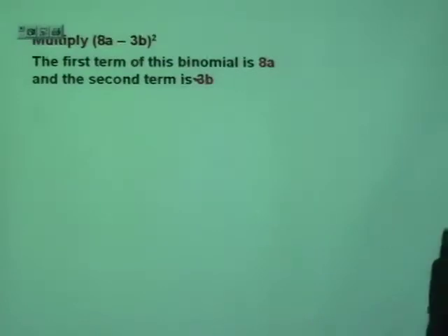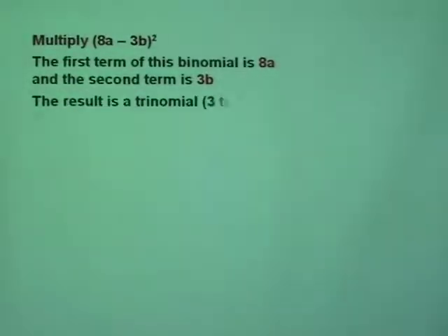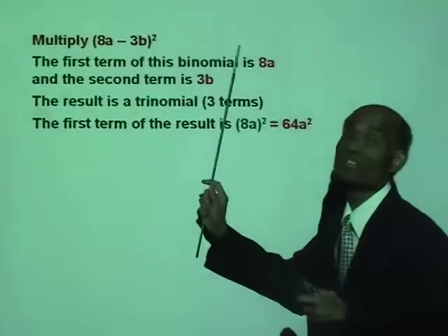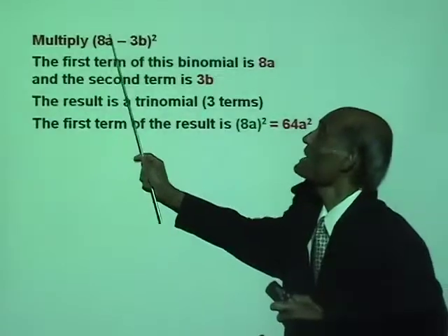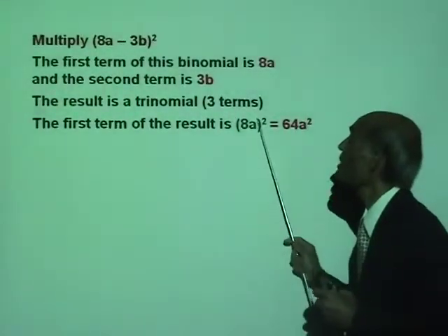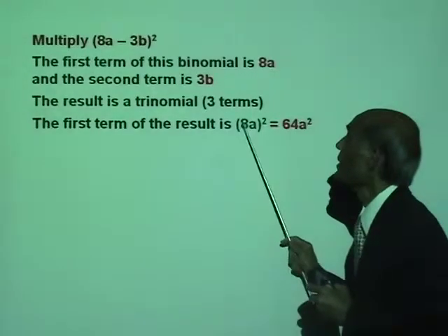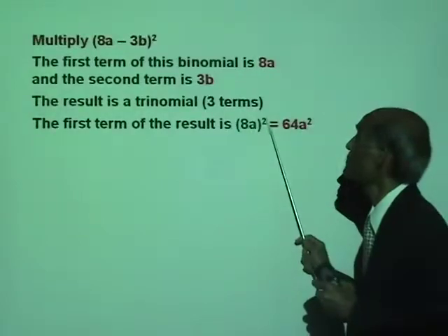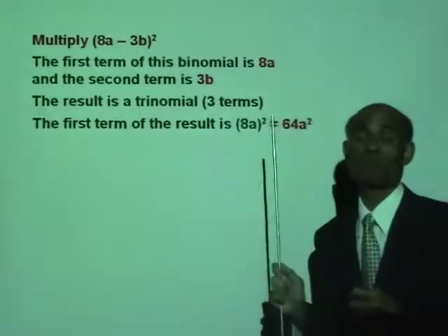Okay, and in the expansion, we will get 3 terms. And what is the first term? The first term is 8a raised to the power of 2. What is 8a all to the power of 2? 8 squared is 64 times a squared. That is the first term.